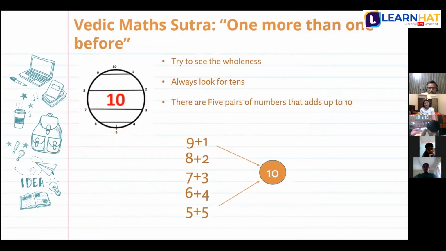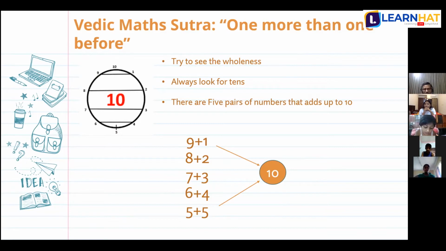So the first sutra is called one more than one before. What do you mean by that? In addition, like always, we need to look for the number 10. So what is the possibility to have number 10? If you add 9 plus 1, it will become 10. Correct? 8 plus 2 will become 10. 7 plus 3 will become 10. 6 plus 4, 10. 5 plus 5, 10.